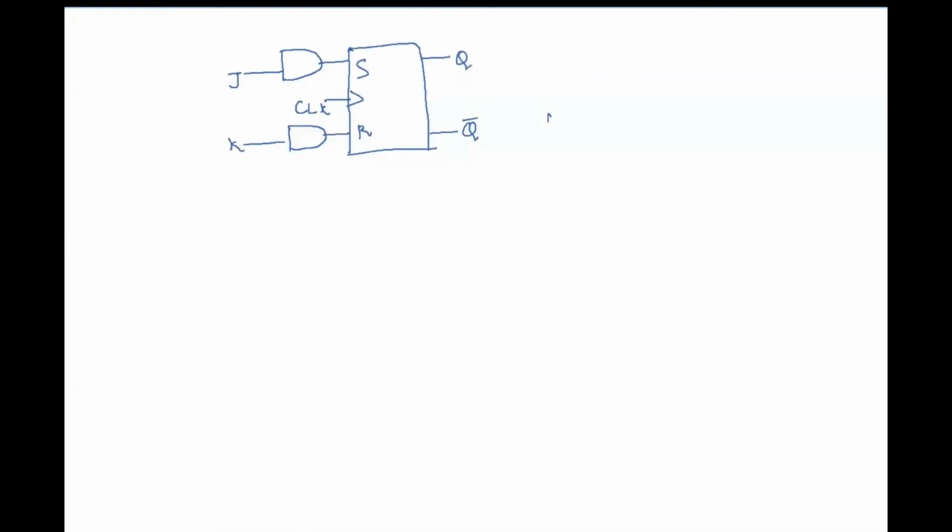So what we have done, we have connected this output to J and this output to K. And what relation do we obtain? That S is equal to J Q bar and R is equal to K Q.